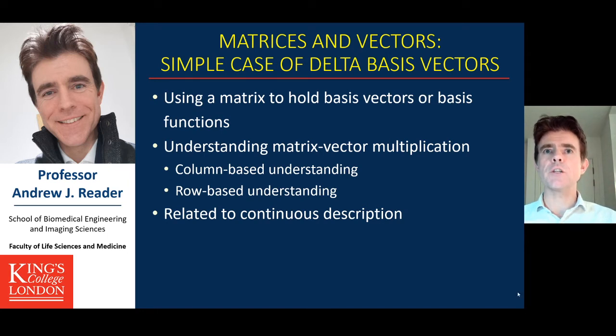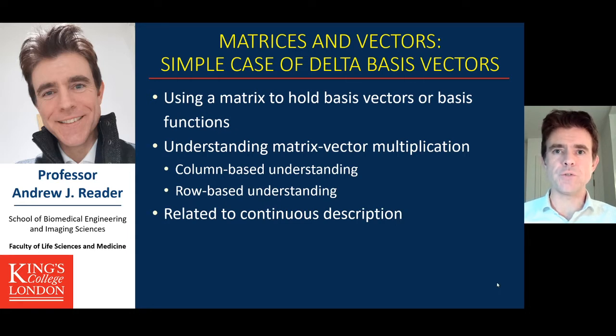So in this section, we're going to look at matrices and vectors for the context of holding basis vectors in the matrix. And we're going to look at using the delta basis vectors. So these are the simplest possible basis functions or basis vectors that we can use. So all of the mathematics will actually be very simple indeed, but the methodology is fully general for other choices of basis vectors that we can come across, such as the Fourier basis vectors later on. So let's press on.